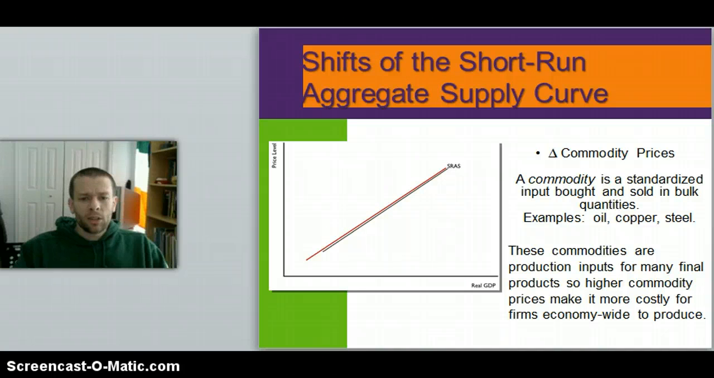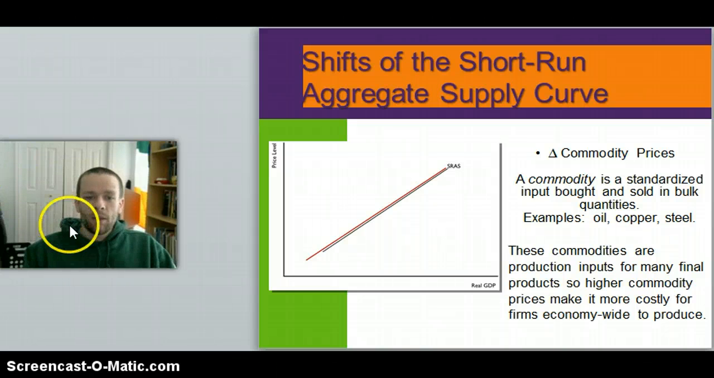Now, we can also talk about shifts of the short run aggregate supply curve. Here we're looking at anything that makes up supply. When we fundamentally change what makes up supply, we shift the short run aggregate supply curve. For example, commodity prices. A commodity is any standardized input that goes into making products. So for example, steel. Steel is an input in manufacturing airplanes.